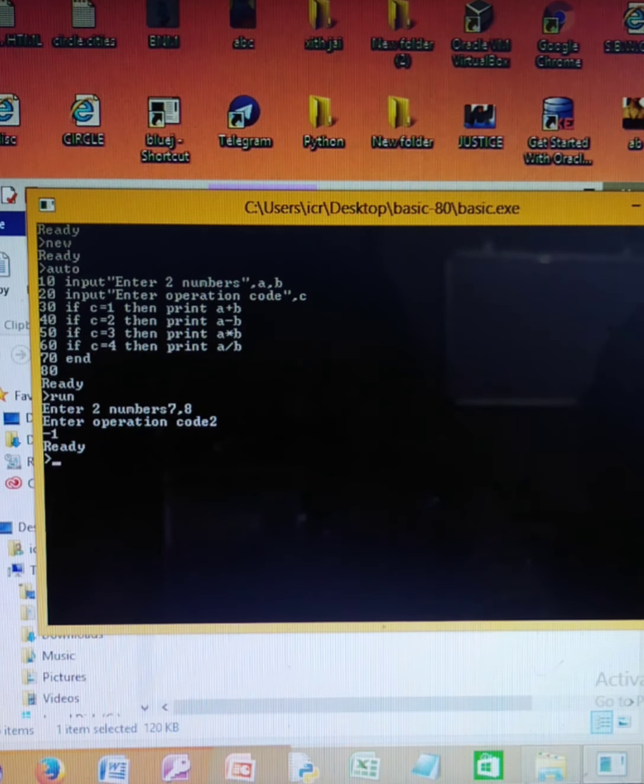Right? And suppose a program has to be made where the user enters a temperature and the operation code. If it is 1, then we will convert that temperature from Fahrenheit to centigrade. But if the operation code is 2, we are going to convert centigrade to Fahrenheit.